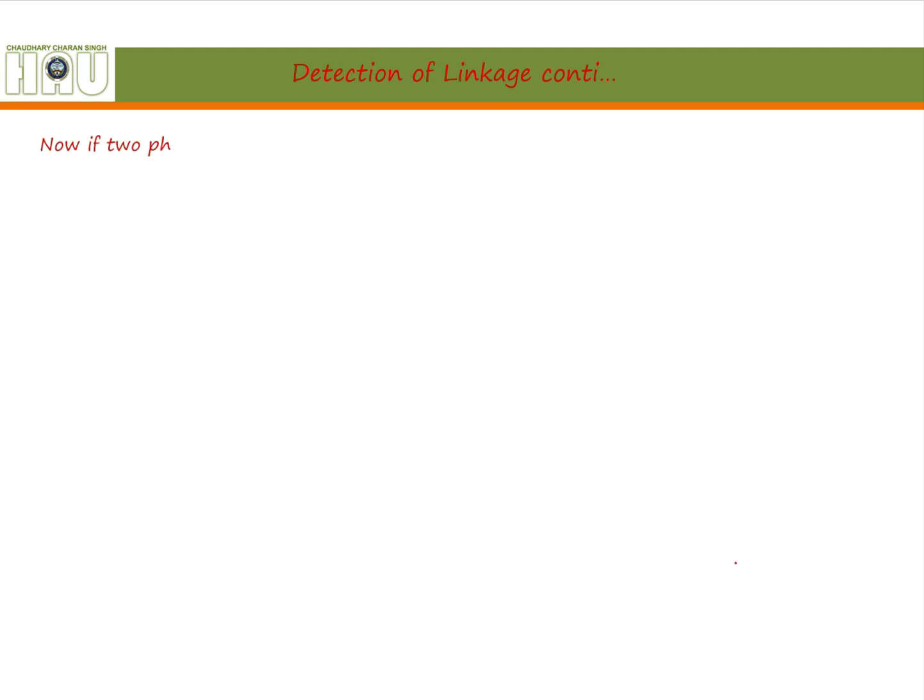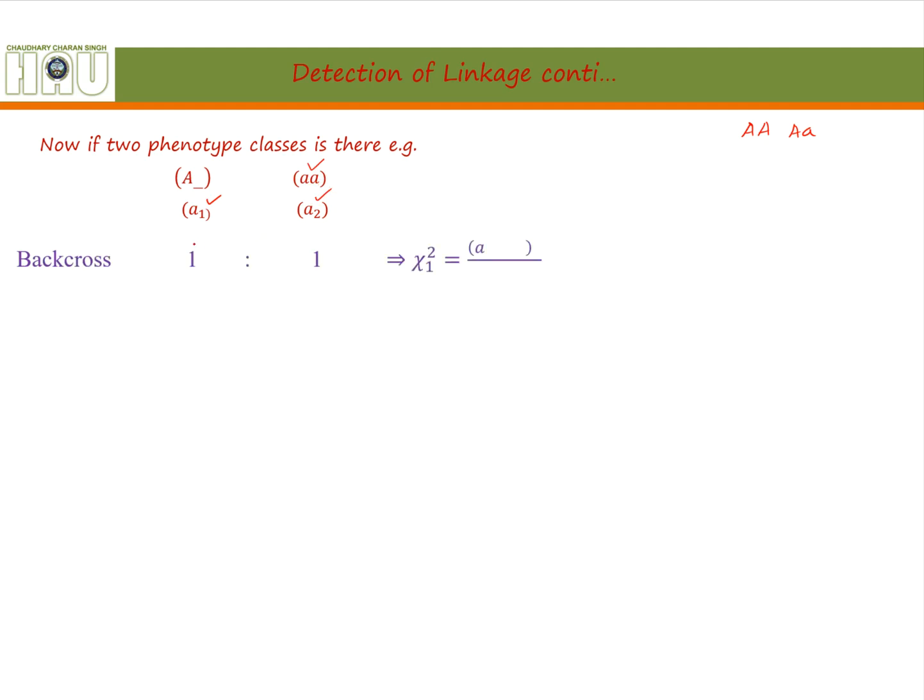Two phenotype classes, A dash, means you can include A_ and aa, if A is dominant over a and aa is the recessive type. So A1 is the observed number of this class and A2 is the observed number in this class. Then in back cross, our expected ratio is 1 is to 1 and we will use chi-square as I have already mentioned: (A1 minus A2) whole square by n.